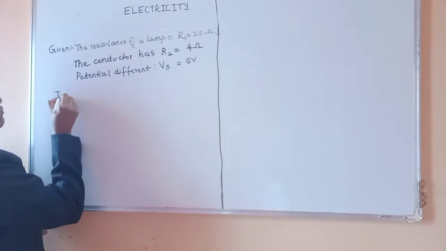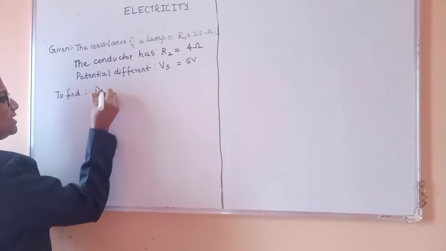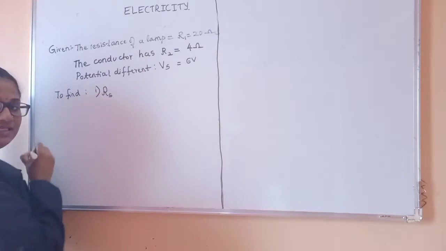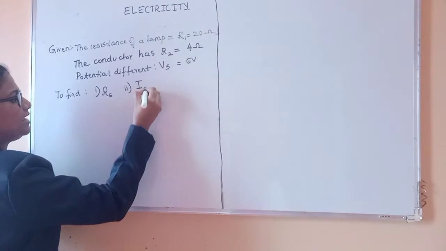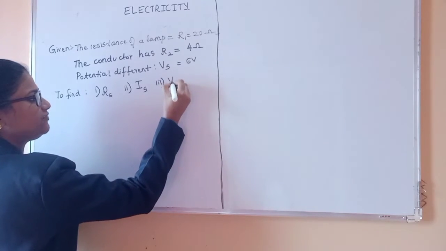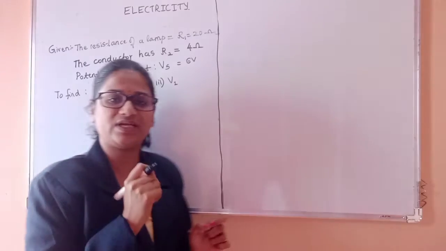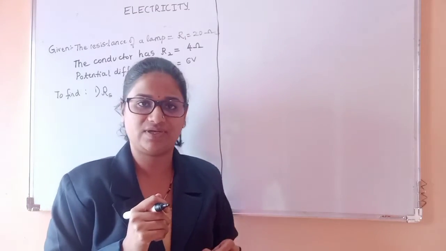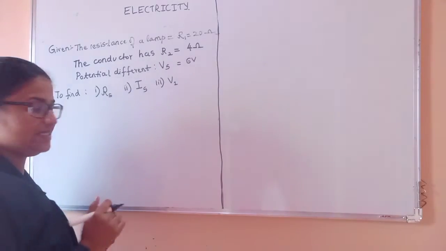So what we have to find? The first one they asked is resistance in series, Rs. The second they asked is current in the series, Is, we can write. The third one they asked is potential difference across the electric lamp and conductor. So we should take it as V1. So first let us solve for resistance in series.